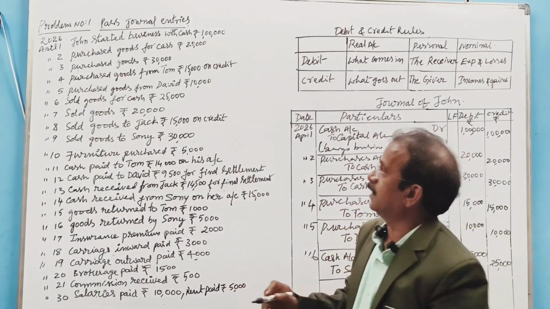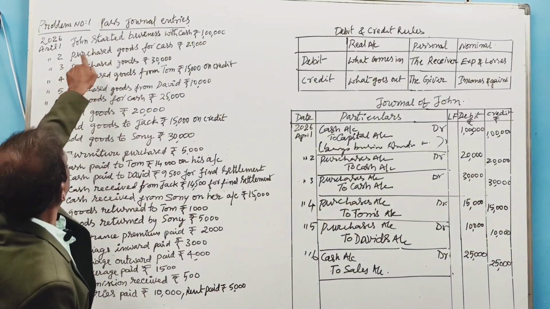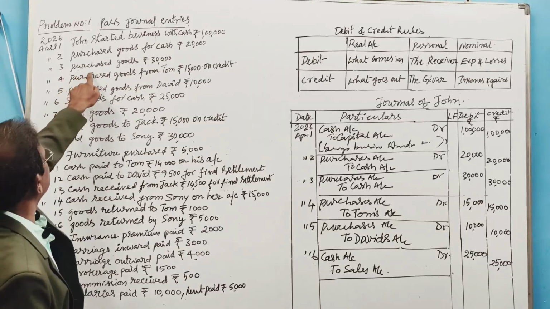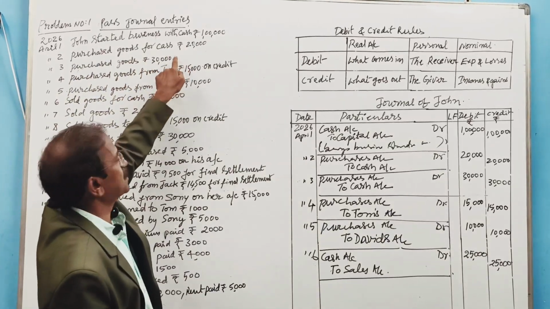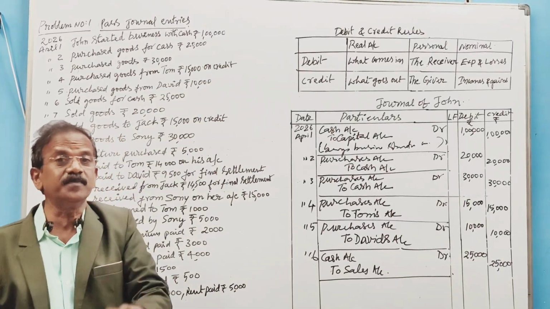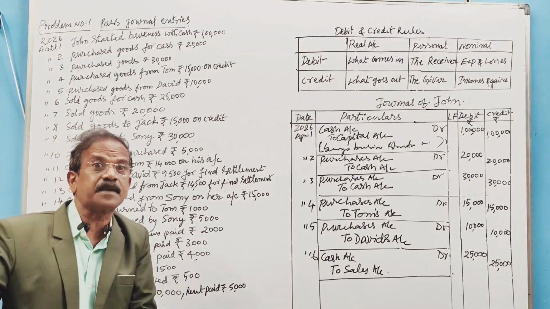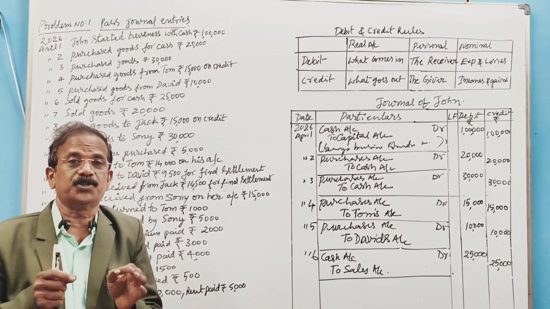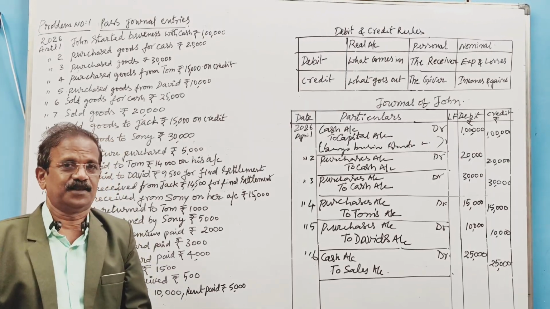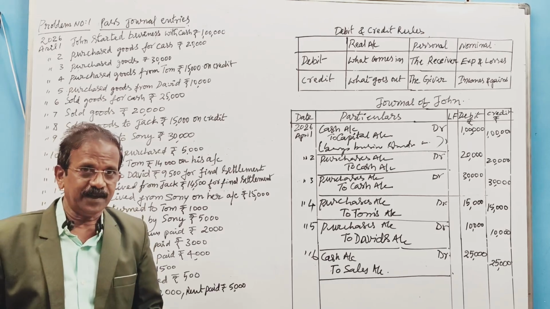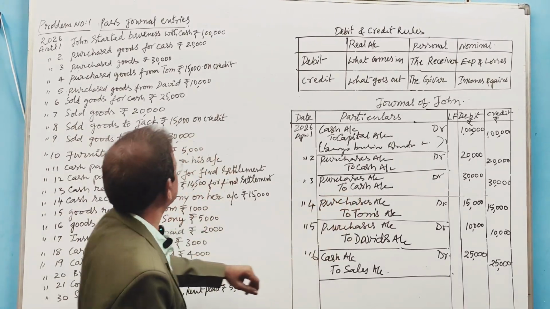But you may have a doubt here that in this transaction, purchased goods for cash. In this transaction, purchased goods is simply mentioned, but for cash is not mentioned. But you should assume that goods are purchased for cash. If the name of the supplier is not given, we should assume that the goods are purchased on cash basis. So, goods are coming, cash is going. That's why we have written here to cash account.